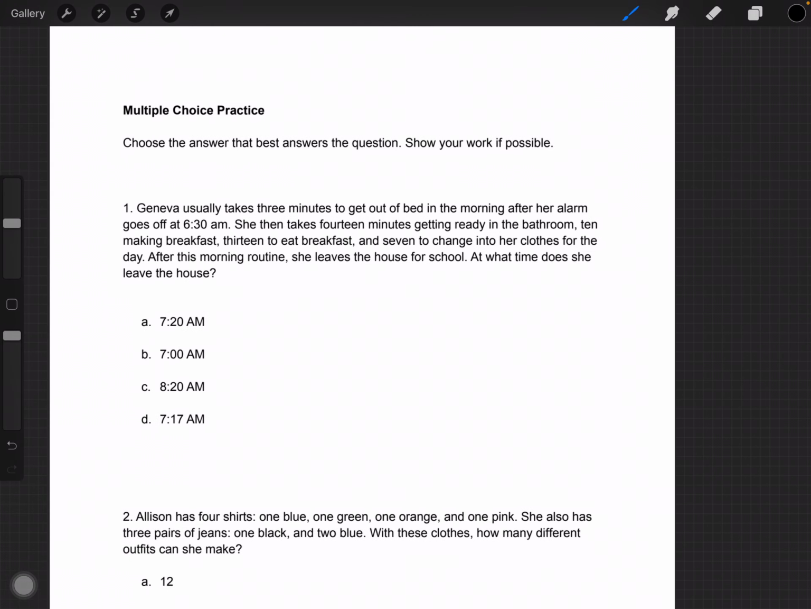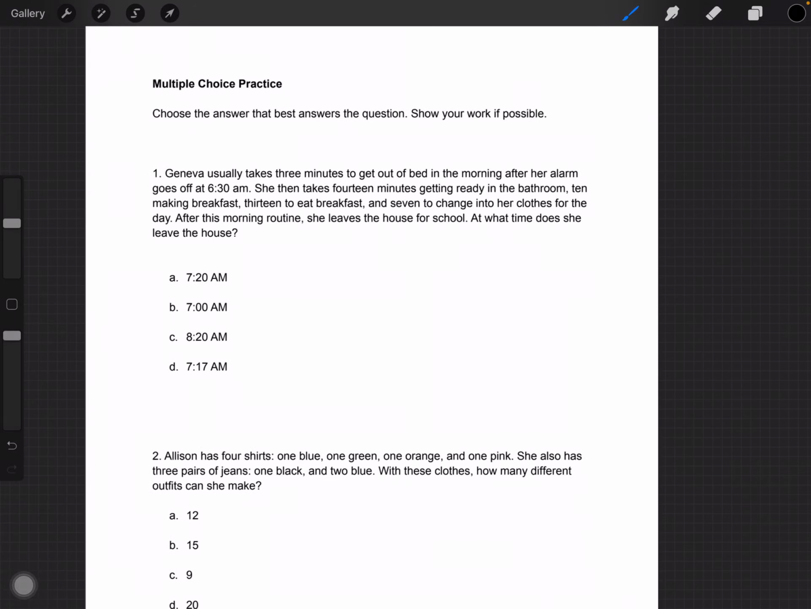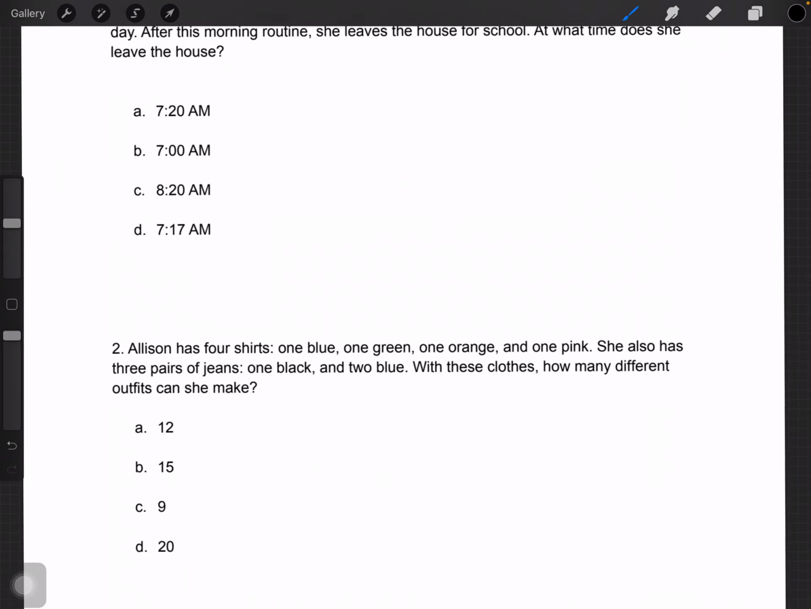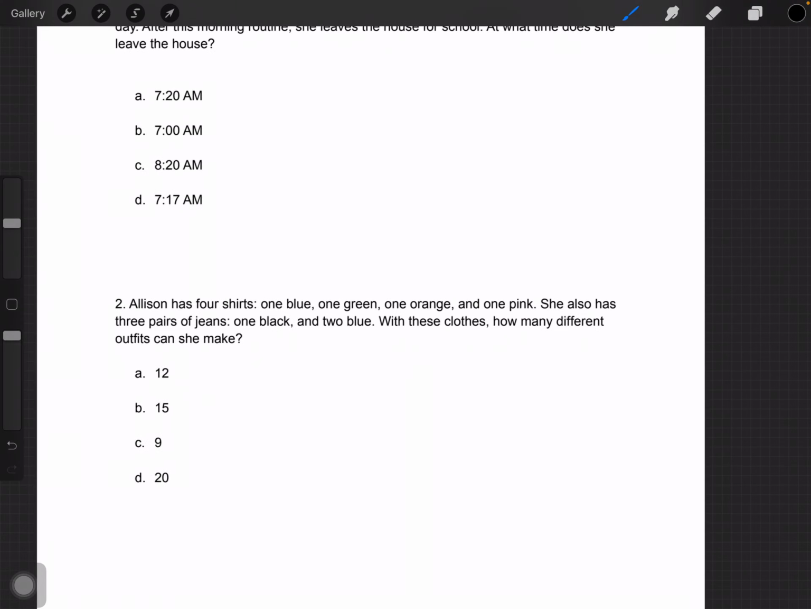So this one is a time problem, so you just basically add and then make sure you're adding correctly according to the time. So it's like 60 minutes per hour. The second one is probability.